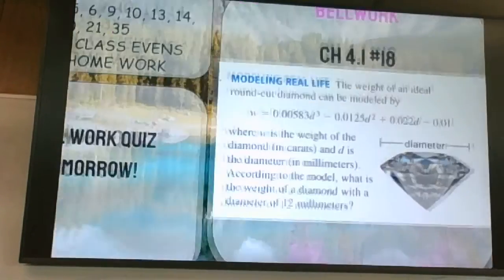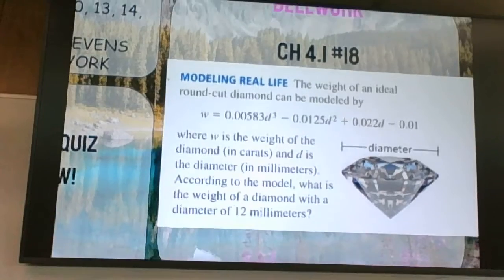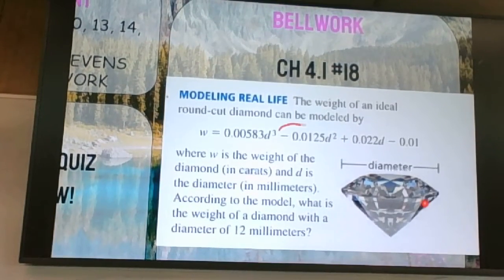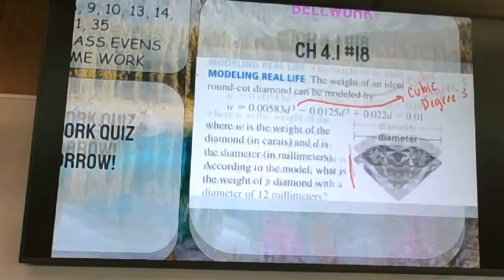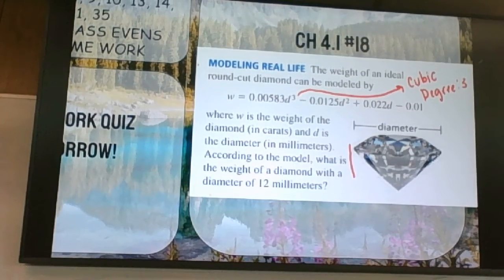All right. So this is kind of our topic moving forward. We're moving away from quadratics into higher degrees. So this is a polynomial, degree 3, we call it cubic. So I want you to answer in a complete sentence.